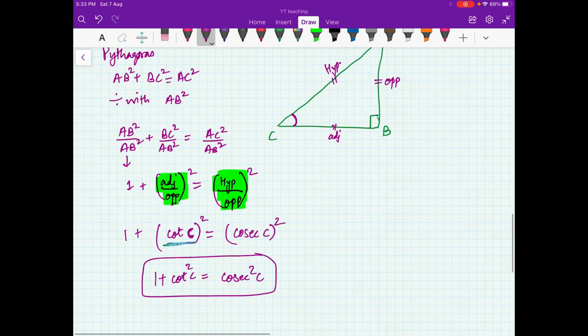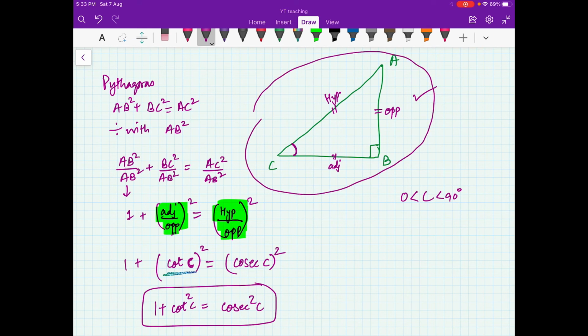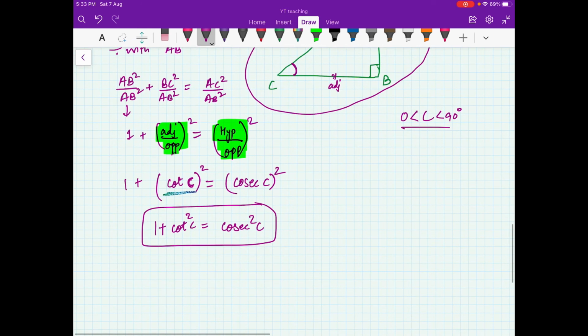Here, when we are talking about this particular triangle, we assume that C is between 0 and 90 degrees, right? Because your C cannot be 0 or 90 if you are looking at this triangle. Now let us see at C is equal to 0 degrees. Can you see what will happen? Both cosecant C and cot C are not defined, they are infinity. So we will not consider that.